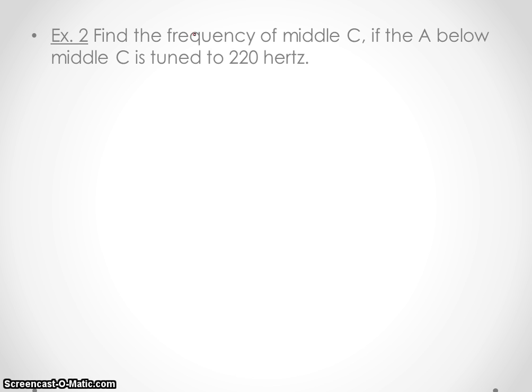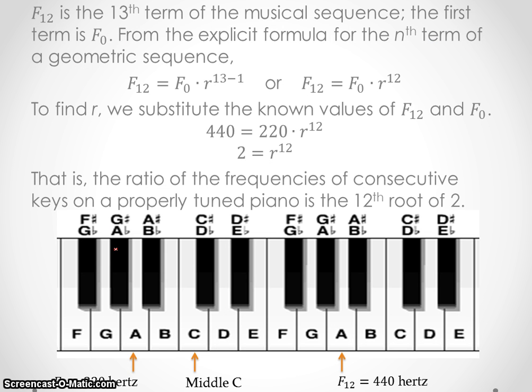Okay, it says to find the frequency of middle C if the A below middle C is tuned to 220 Hertz. Alrighty, so now we have to go back and look at our keyboard. We want to find middle C, so we have to figure out how far that is above the A that's below it. So let's go back to our keyboard. This is where we're starting. We want to get to middle C. How many notes away is that? So we would have 1, 2, 3.